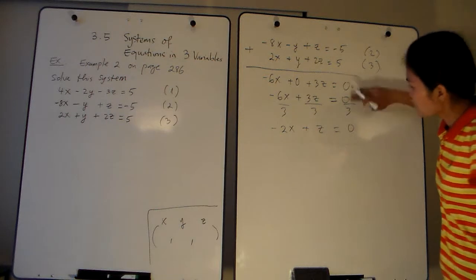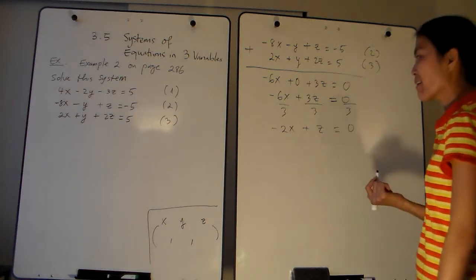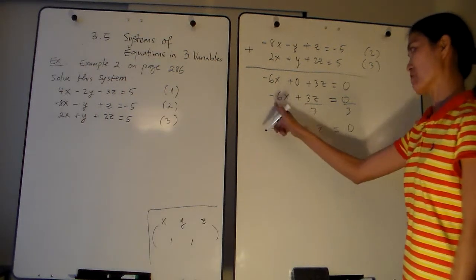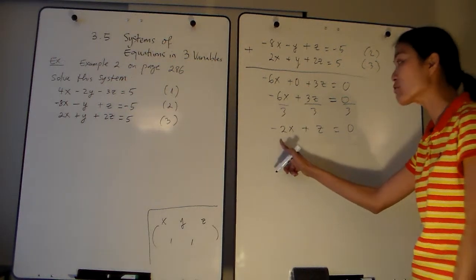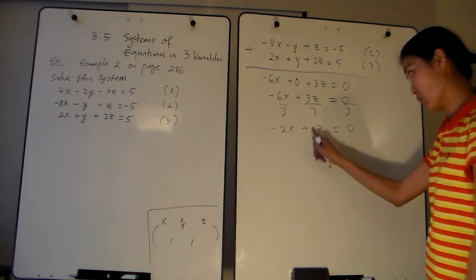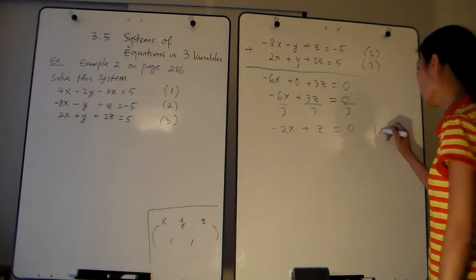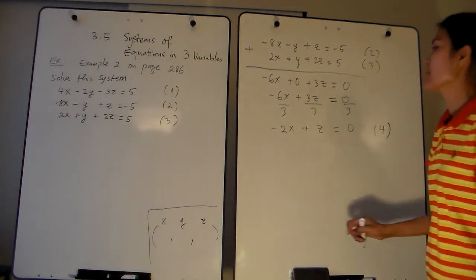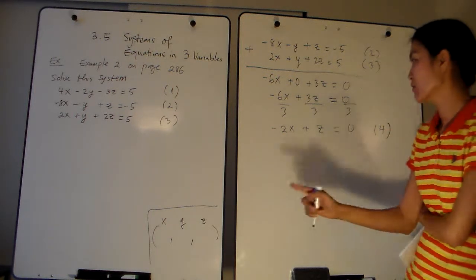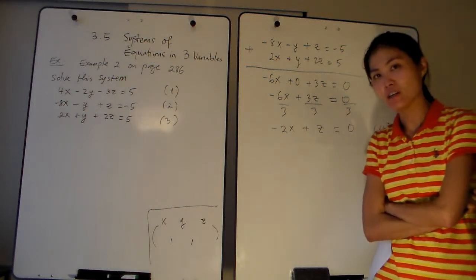So you can use this or use this. It's up to you. But using this equation is easier because the coefficient is smaller. You're dealing with negative 2 instead of negative 6, and the coefficient 1 instead of 3. So let's call this equation 4. So I have x and z here, so I need one more equation with the same variables x and z so that I can solve for x and z.